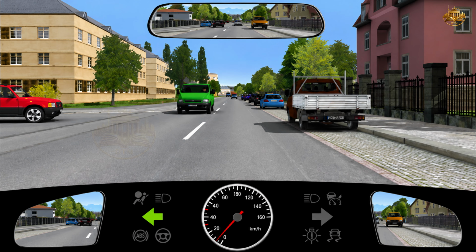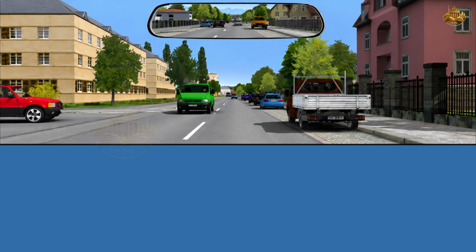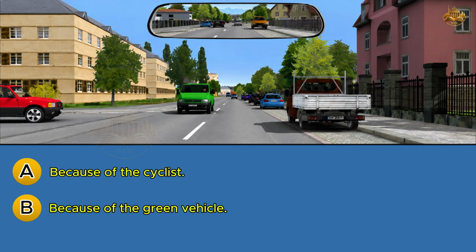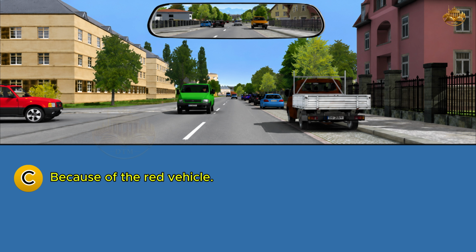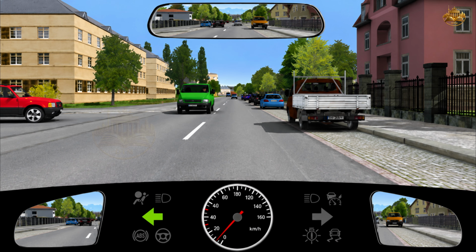So, what are the correct answers? The correct answers are A and B. Why? Answer A is correct because the cyclist can affect our intended path, so we must stop and give the cyclist enough time and space to proceed safely. Answer B is correct because the green vehicle is also creating a potential conflict with our path. We must stop and wait until the situation is safe. Answer C is incorrect because the red vehicle does not require us to stop in this situation. Remember, always look carefully at every road user who could cross or interfere with your path. Stop whenever necessary to prevent a dangerous situation.